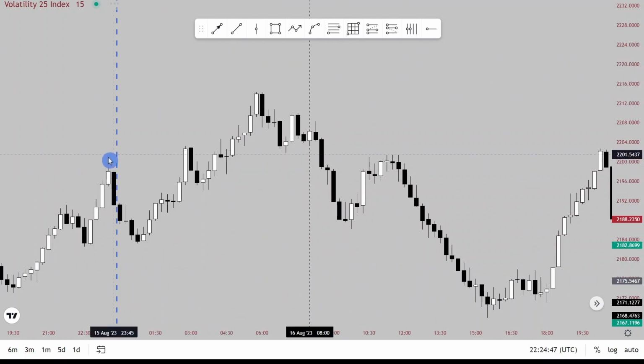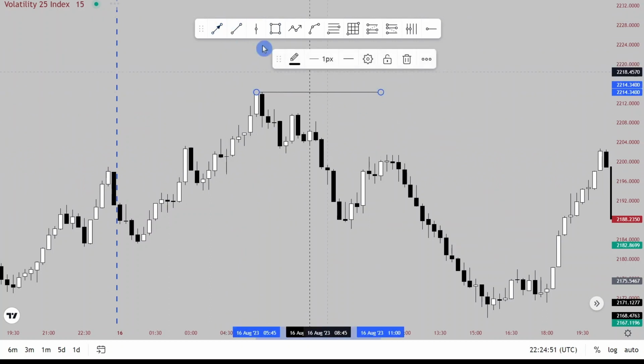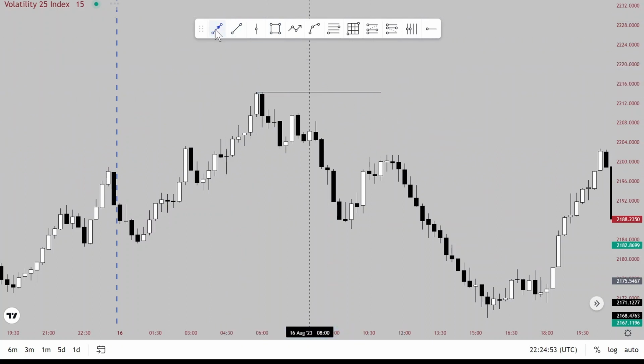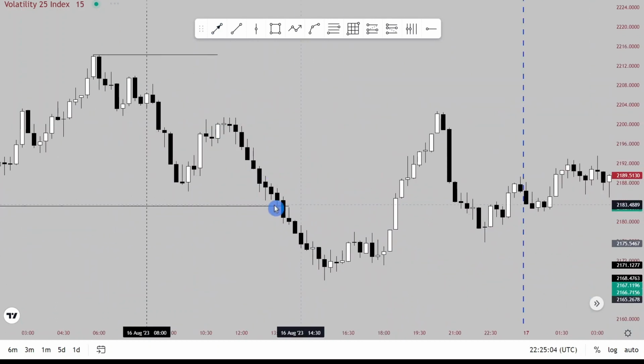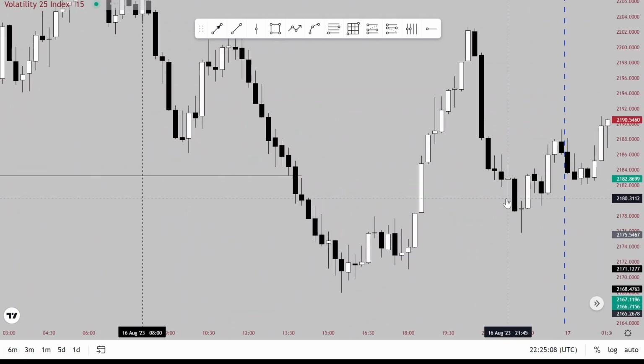Okay, so let's look at this day 12 to 8. Our highest point is here. Our lowest point of the day was here. Okay, lowest point of the morning, highest point of the morning. We raided the low. We have market structure shift.